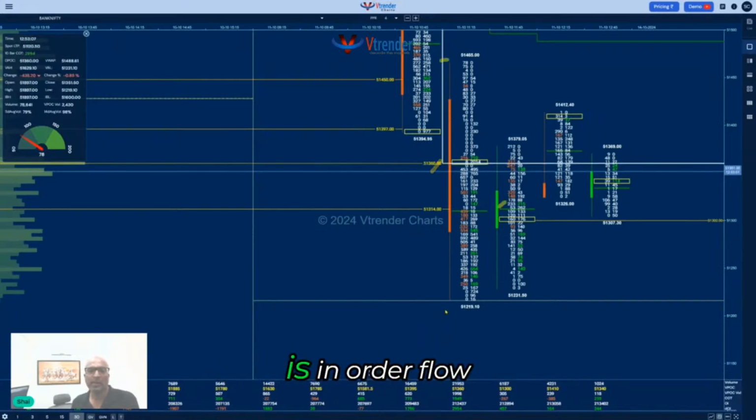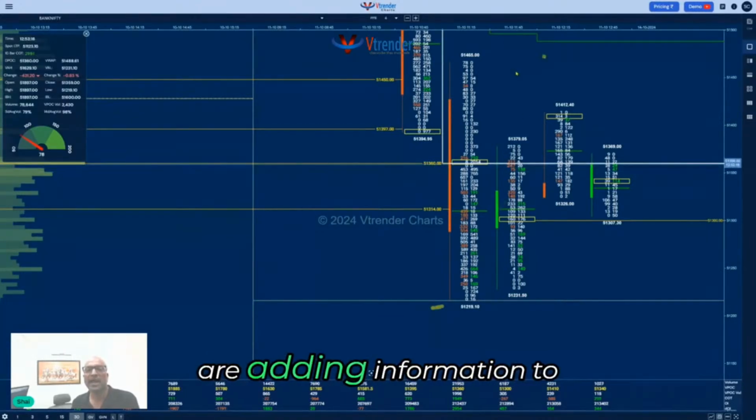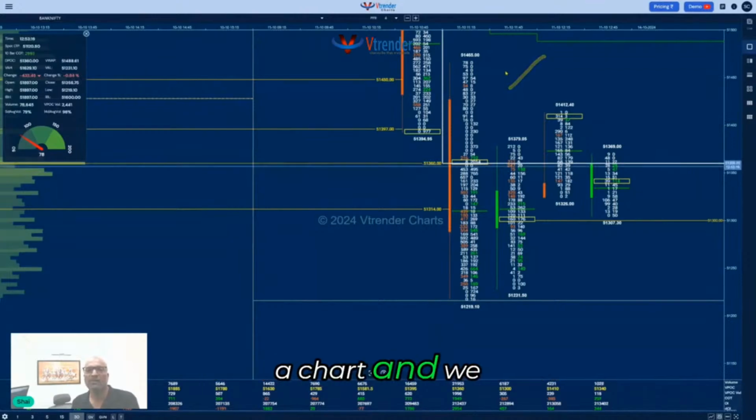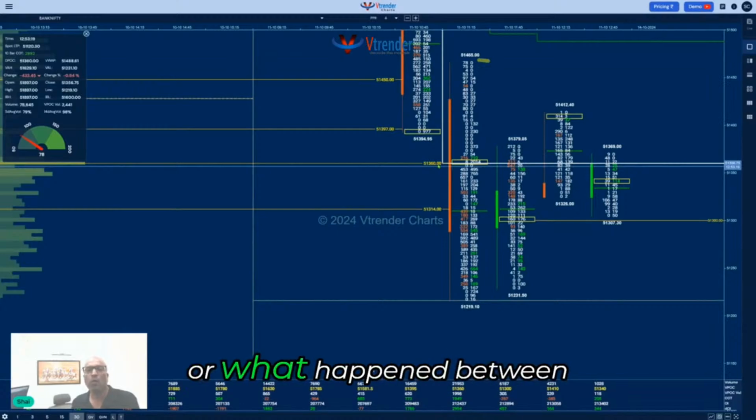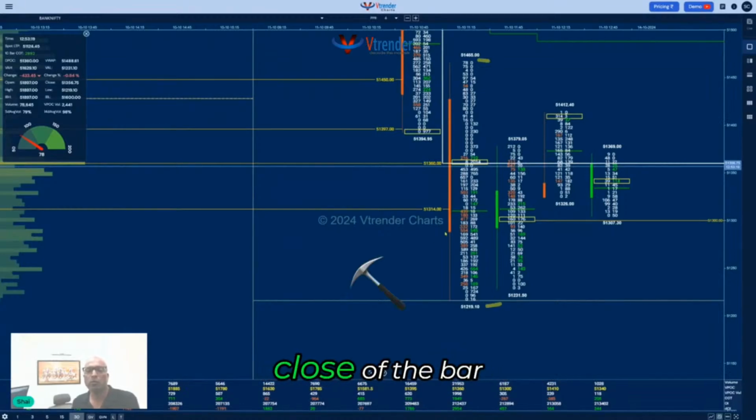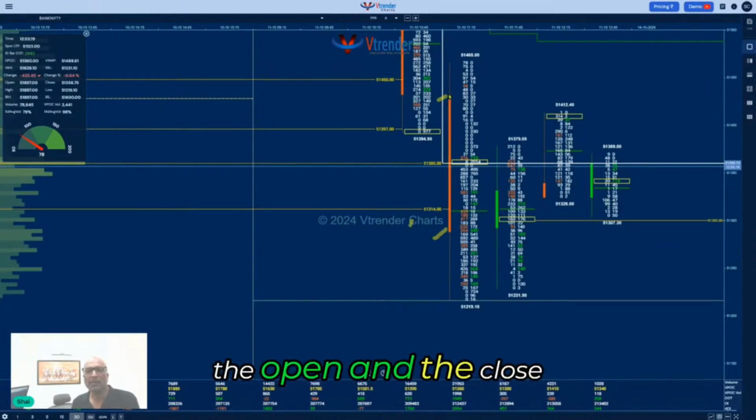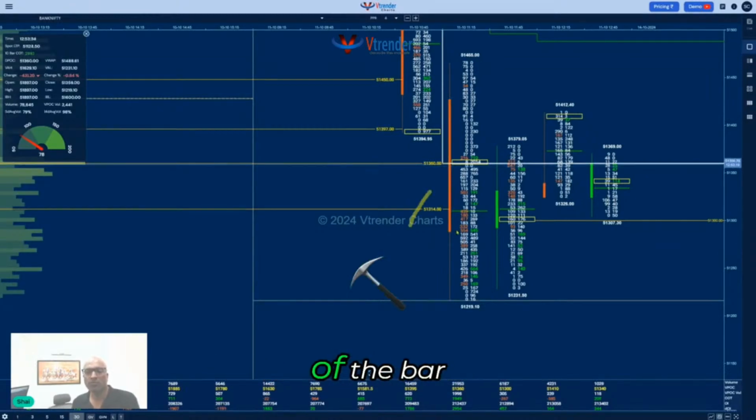So what we are doing in order flow is adding data to a chart. We are adding information to a chart, and we are trying to find out what happened between the high and the low of the bar, or between the open and the close of the bar. Now the color of this candle is dependent on the open and the close. So if the close of the bar is lower than the open, the color of the candle is red.